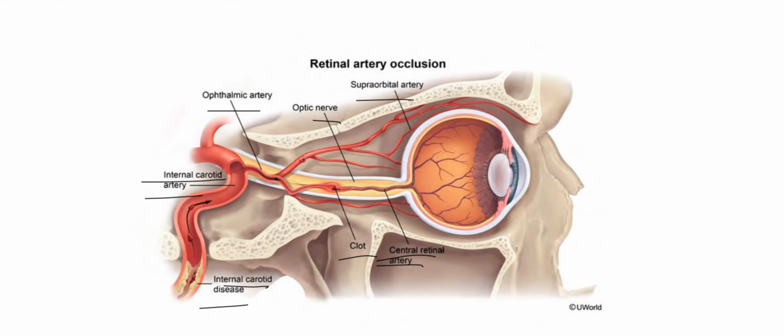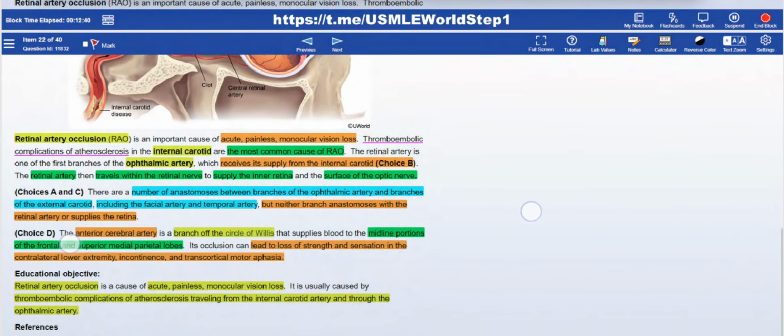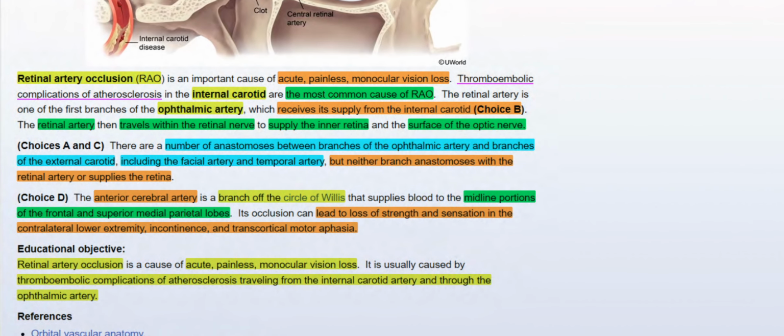This is important. Then we have the supraorbital artery. Retinal artery occlusion would lead to acute painless monocular vision loss. This is important, right? Thromboembolic complications of atherosclerosis in the internal carotid are the most common cause of retinal artery occlusion. The ophthalmic artery receives its supply from the internal carotid artery, so that is the reason for this option.